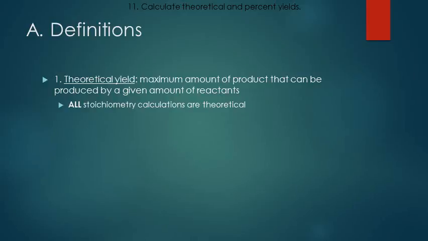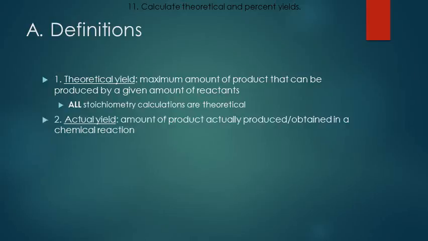So for example, if the question asks you to calculate how much of a certain product would be produced in a reaction, that is a theoretical calculation. It is actually the maximum amount that we could get. Doesn't mean it's actually what we're going to be able to collect, but it is the maximum amount.